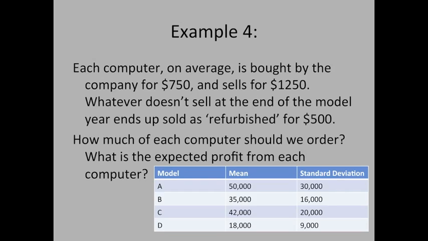Each computer, on average, costs the company $750 to get. They then turn around and sell it for $1,250. Whatever doesn't sell at the end of the model year ends up being sold as refurbished for $500. Given this, given the mean demand and standard deviation of demand for each model, how much of each computer should we order? And what is the expected profit from each computer?